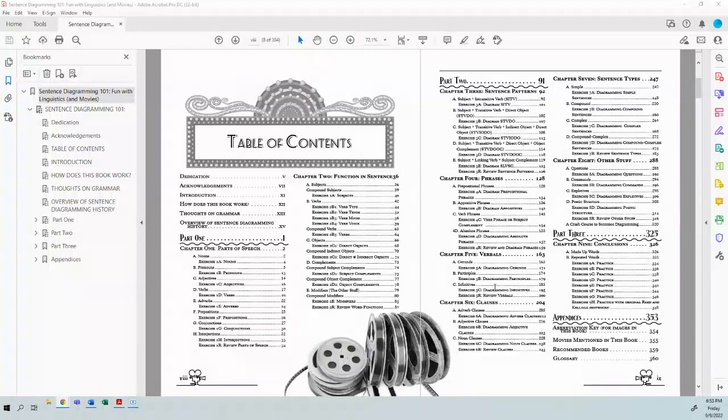Then we get into verbals. Verbals are when verbs aren't verbing, when they're doing other things like being nouns as gerunds, or being adjectives as participles, or just being infinitives, returning to their roots in their true verb form. So verbals is all about verbs not being verby, if that makes sense.